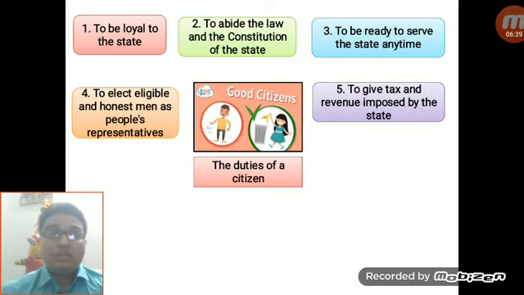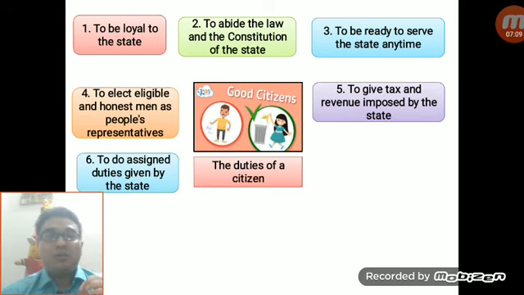Next point is to pay tax and revenue imposed by the state. Dear students, I think you know well, running a state is a very difficult task. To run the state, the government needs a huge amount of money. So as citizens, we will try to pay the tax and revenues which are imposed on us to run the state smoothly.